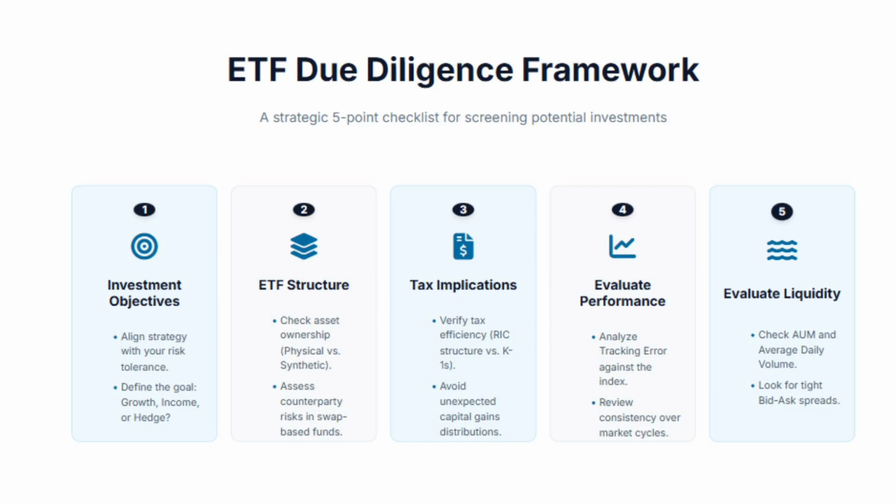So, what does my 5-point framework consist of? And how do I do my due diligence to screen for my desired ETF? Here is the overview of the 5-point framework. They are investment objectives, the ETF structure, implication on taxes, evaluating performance, and evaluating liquidity. In this video, I will walk you through the purpose of each individual step and how to apply them.